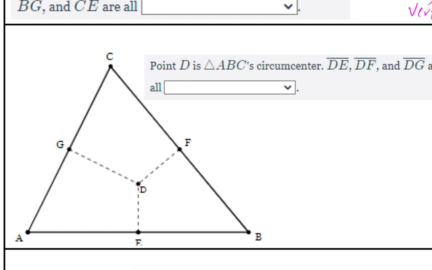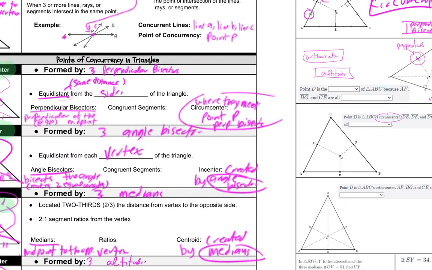All right, next, let's look at this one. This is switching up. It says point D is the circumcenter, so they give us what it is. We just need to fill in that one blank. Okay, so circumcenter creates what? And maybe you already know. Circumcenter is, right, perpendicular bisectors.